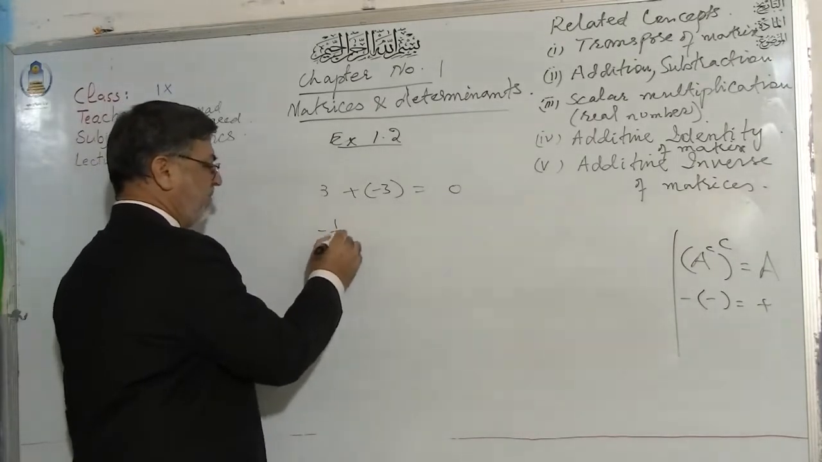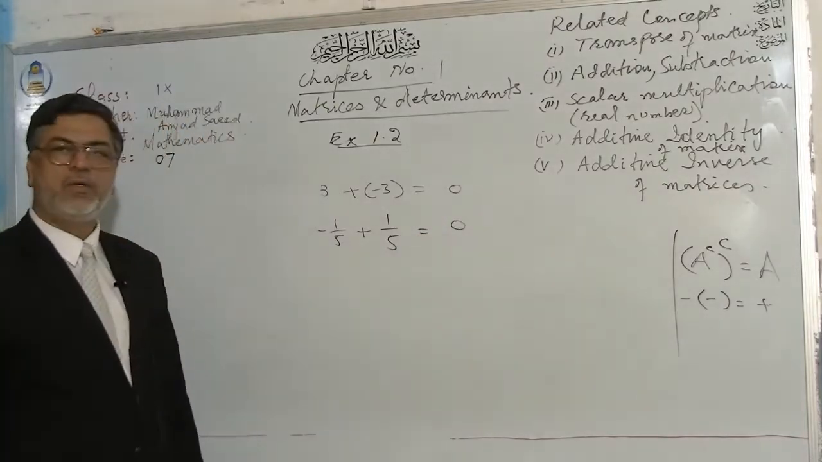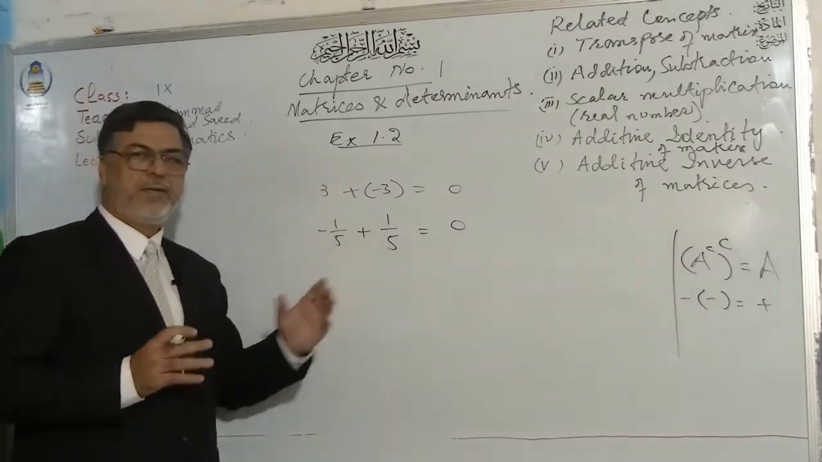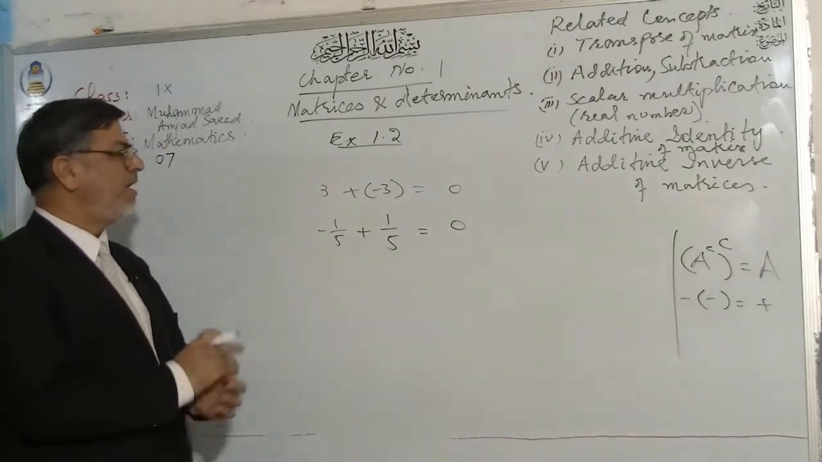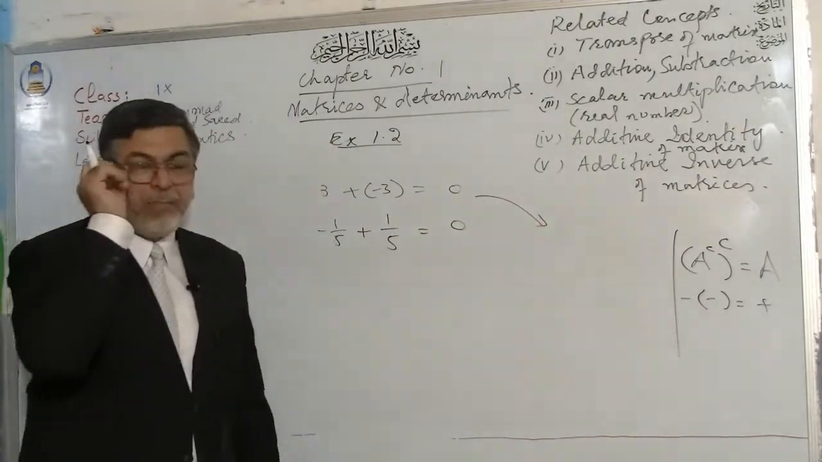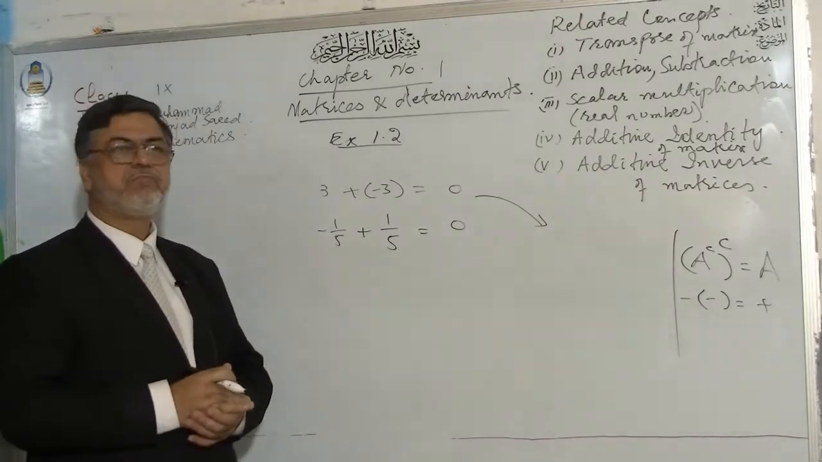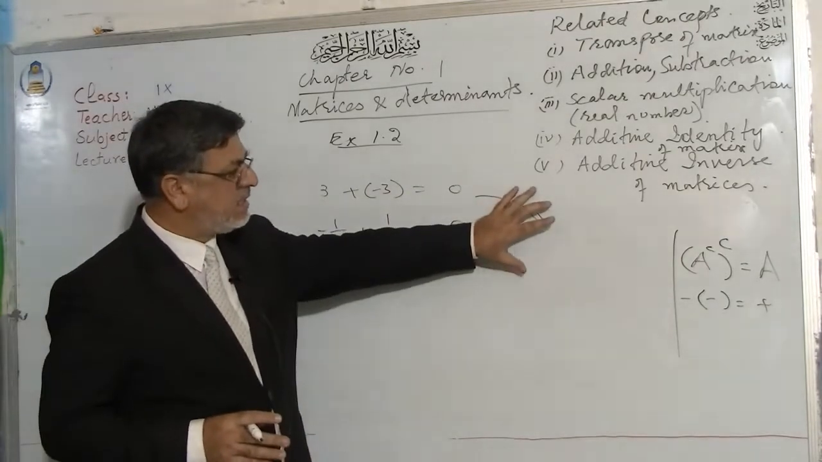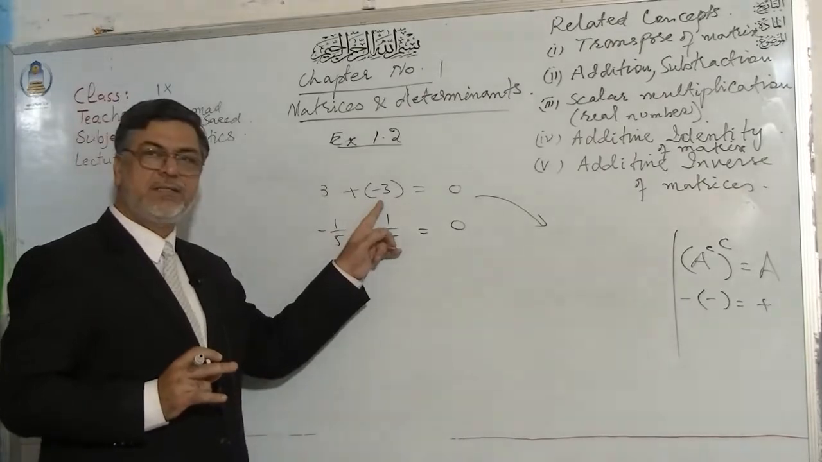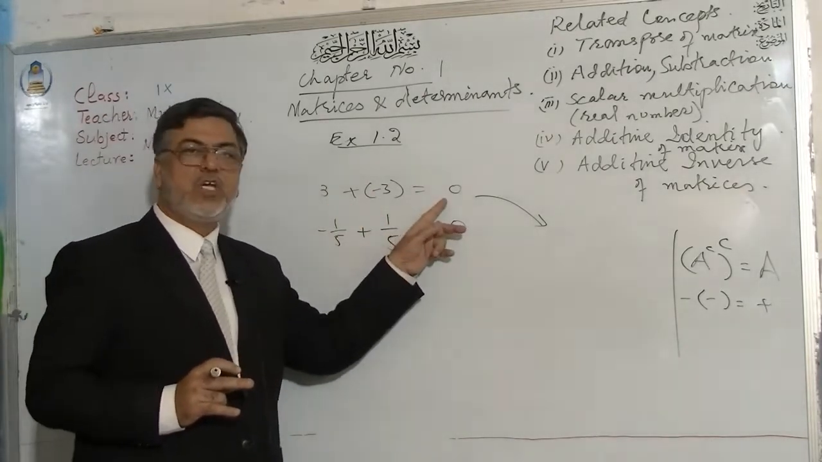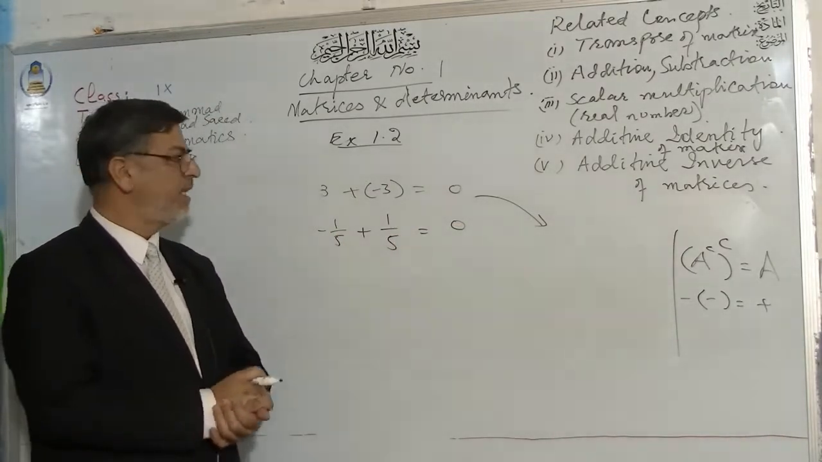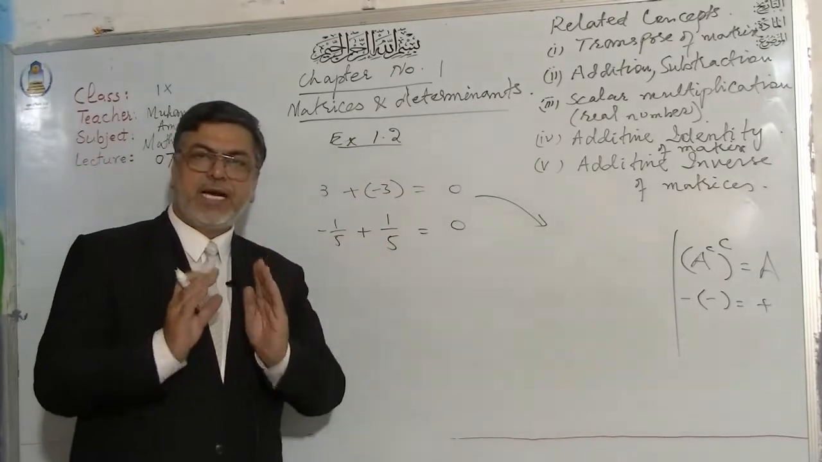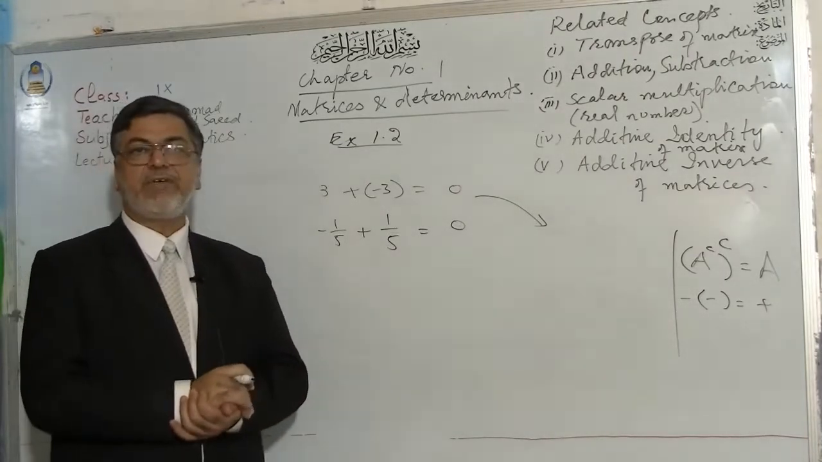Similarly, you can have minus 1 over 5, and here will be plus 1 over 5, that is 0. Again, you are getting 0 by adding two numbers. So these two numbers are additive inverses of each other. Now convert this idea to the matrices. Now I am defining it for matrices: the two matrices which when added give the null matrix or zero matrix will be additive inverses of each other.